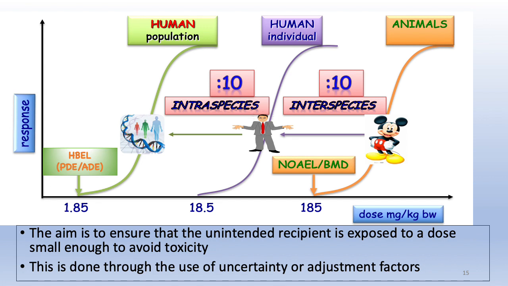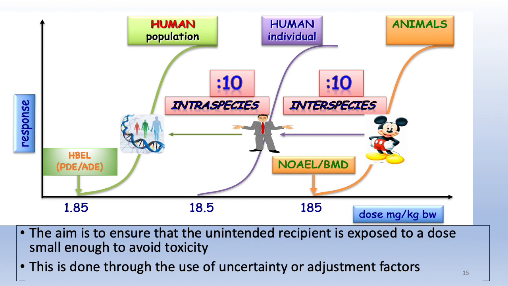But then now that we've got human beings, we're saying even amongst human beings, there are intraspecies differences or intra-individual differences. That if you look at a population of humans, there are some who might be ultra-sensitive and some who are less sensitive, some who are hypersensitive and some who are hyposensitive. So to account for those who might be extra sensitive to the compound, we can then use another safety factor, in which case we divided the value of 18.5 by 10 to then come up with 1.85.